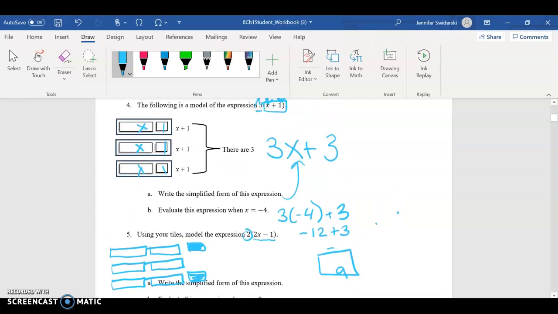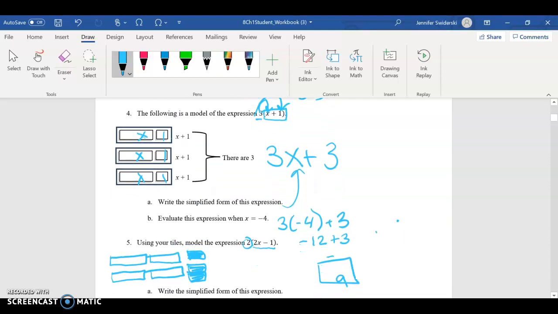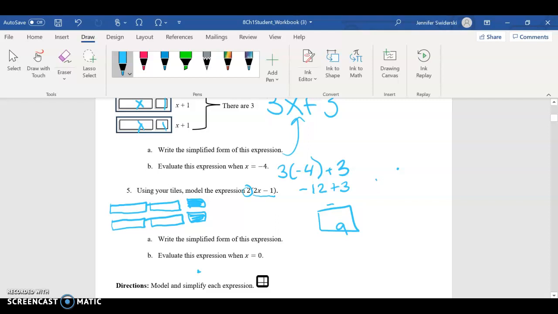Right, so there's that. Now it says write the simplified form of this expression. Okay, well, how many x's do I have? 1, 2, 3, 4x. And then how many negatives? I have -2. Ms. Fedorsky, is there another way I could do this?